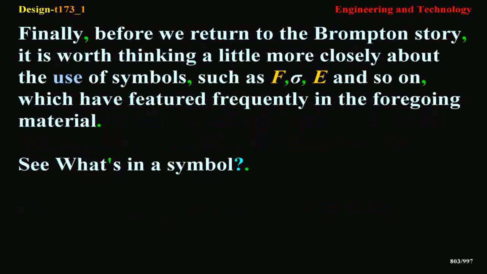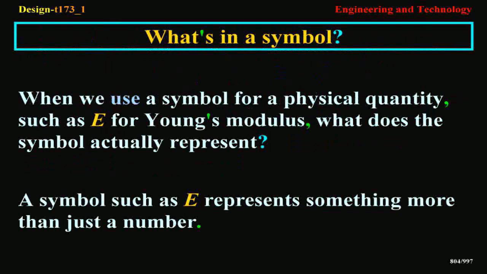Finally, before we return to the Brompton story, it is worth thinking a little more closely about the use of symbols, such as F, E and so on, which have featured frequently in the foregoing material. What's in a symbol? When we use a symbol for a physical quantity, such as E for Young's modulus, what does the symbol actually represent?